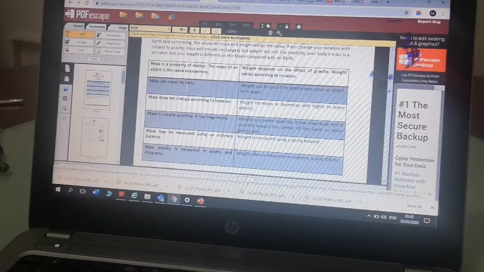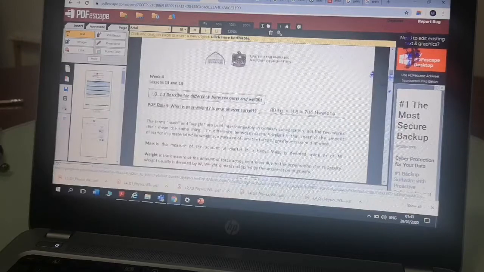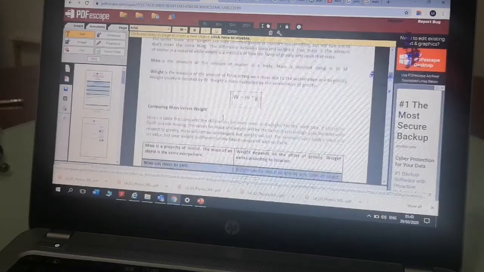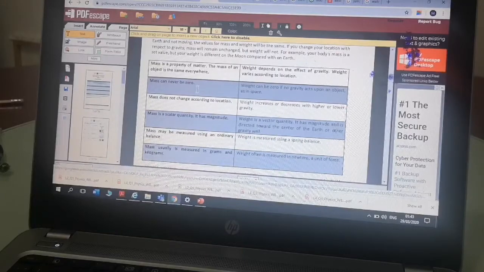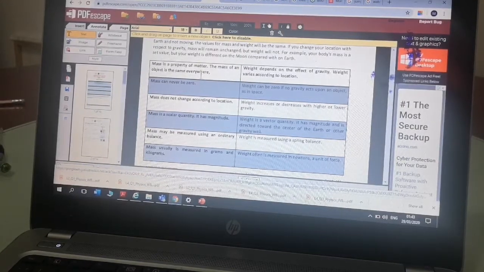Now there's a few ways we can compare mass and weight, and that's the focus of today, to describe the difference between mass and weight. So you've already got a bit of an idea. There's lots of facts here that we can read in this table. So mass is a property of matter. Talked about particles, matter, and the mass of an object is the same everywhere. Remember, we looked at the Earth and the Moon. Well, you have the same mass on both planets.